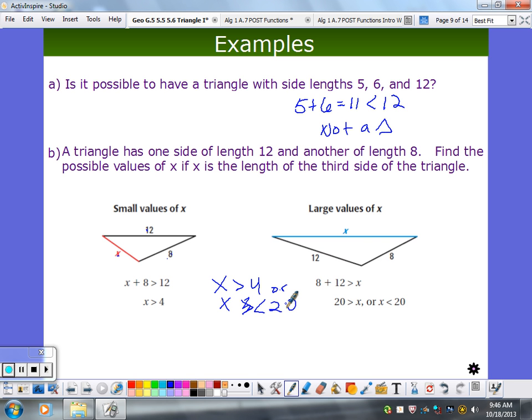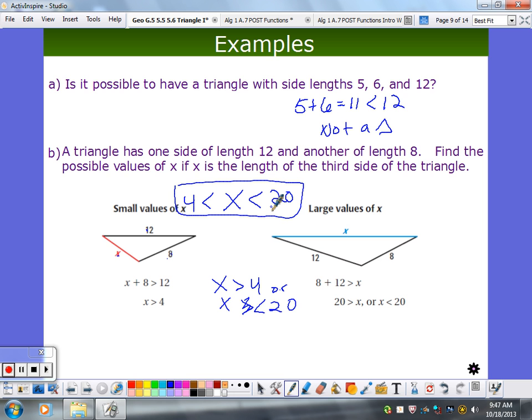Now we can write what's called a compound inequality statement. Compound inequalities always go with less than, because I'm trying to put x between two numbers. So read this. 4 is less than x, and x is less than 20. This is a way of saying the value of that third side is between 4 and 20.